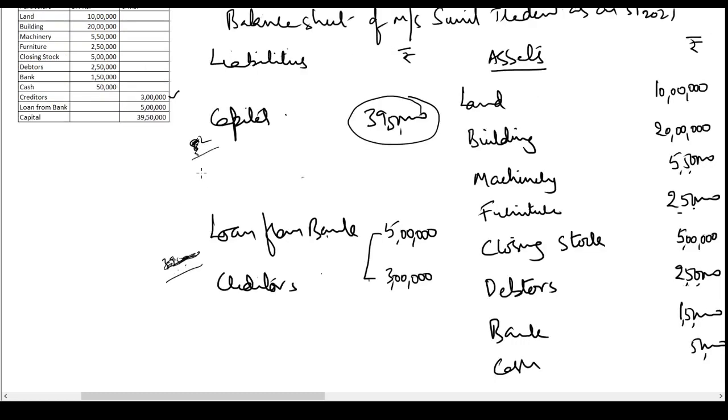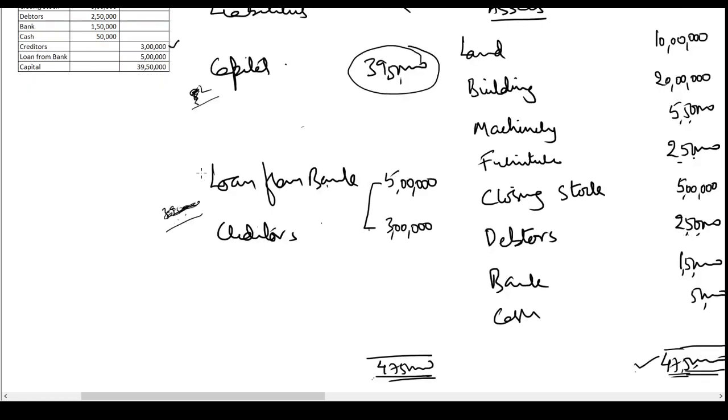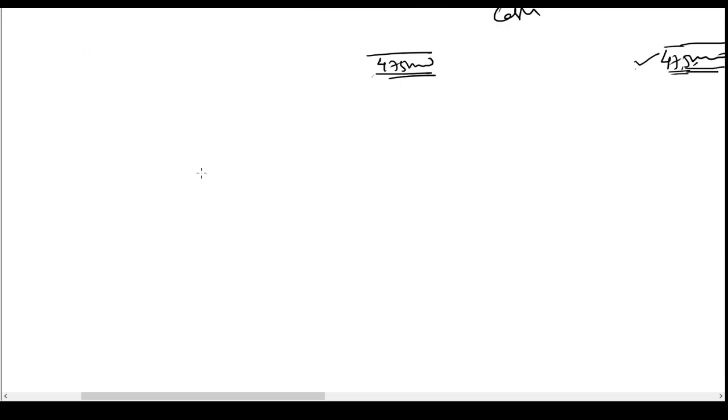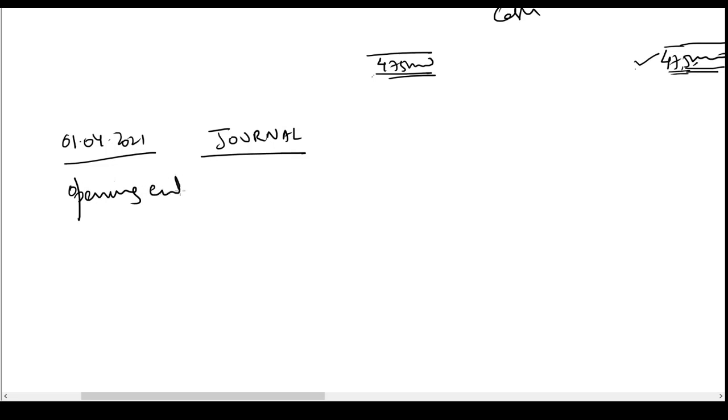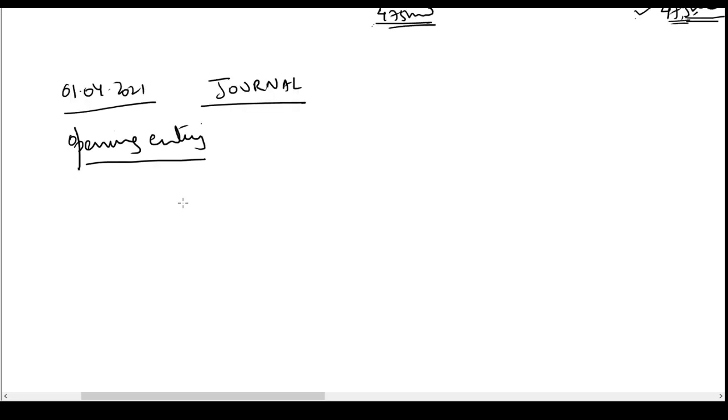Balance sheet actually contains the balances of those ledgers which are not closed. Now these account balances have to be transferred to the next year. That means on 1st April 2021, in the journal we are going to pass an opening entry. These balances have to continue in the next year's ledger books, the new ledger book for the next year, by passing an opening entry. This is the first entry we pass on the first day of the next year.